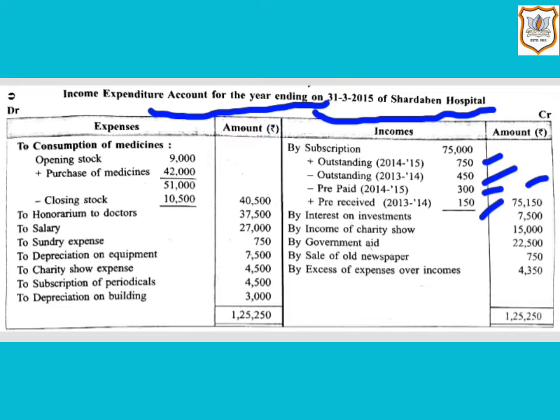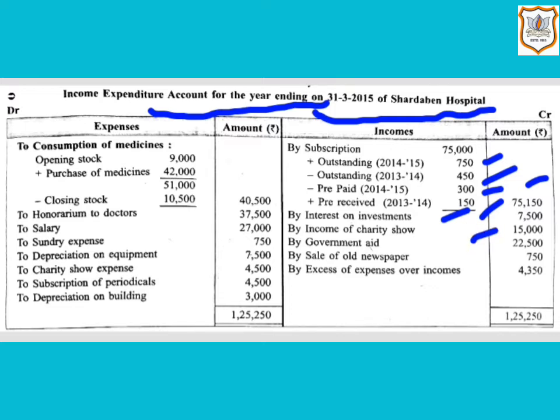Now we have donation. Donation is the income of capital nature, so we will not disclose it here. Then next is interest on investment. Interest on investment is income of regular nature. It is of revenue nature, so we will show it here. On income side, amount is 7,500. Then next is charity show income. Again, it is income of regular nature, so revenue nature, so we will show it here, 15,000.